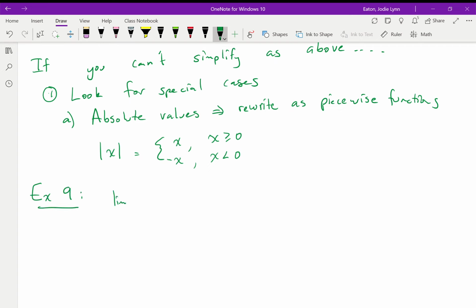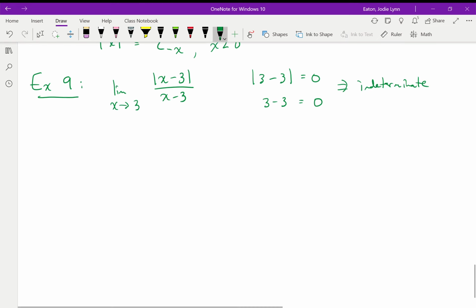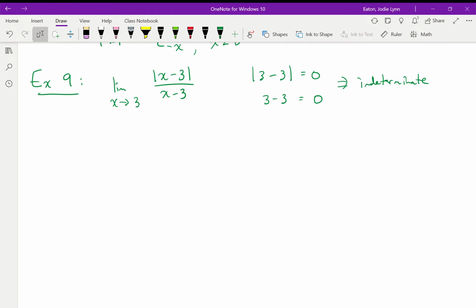Well, this one is a lovely little classic. So we have the limit as x approaches 3 of the absolute value of x minus 3 over x minus 3. Interesting. So as we approach 3, the absolute value of 3 minus 3 equals 0, and 3 minus 3 also equals 0. So we have an indeterminate form. So if it's not indeterminate, you don't need to bother with writing the absolute value in piecewise function. As in piecewise form, you should be able to just get your limit.